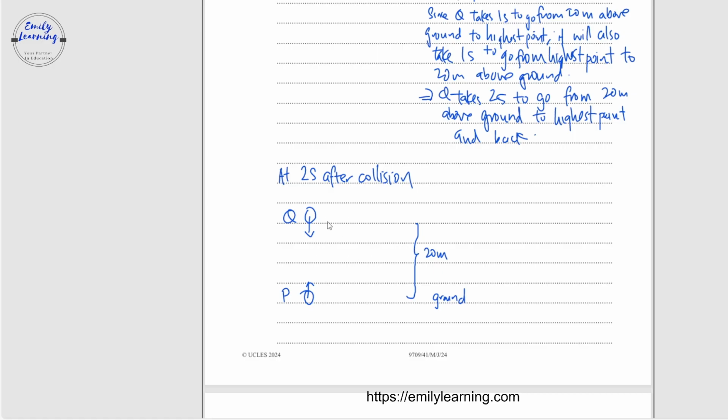They will collide when the total distance traveled by both of them is equal to 20 meters. So let T1 be the time after P reaches the ground. I'm going to reset my timer. T1 equals 0 when P is at the ground and Q is at 20 meters above the ground.